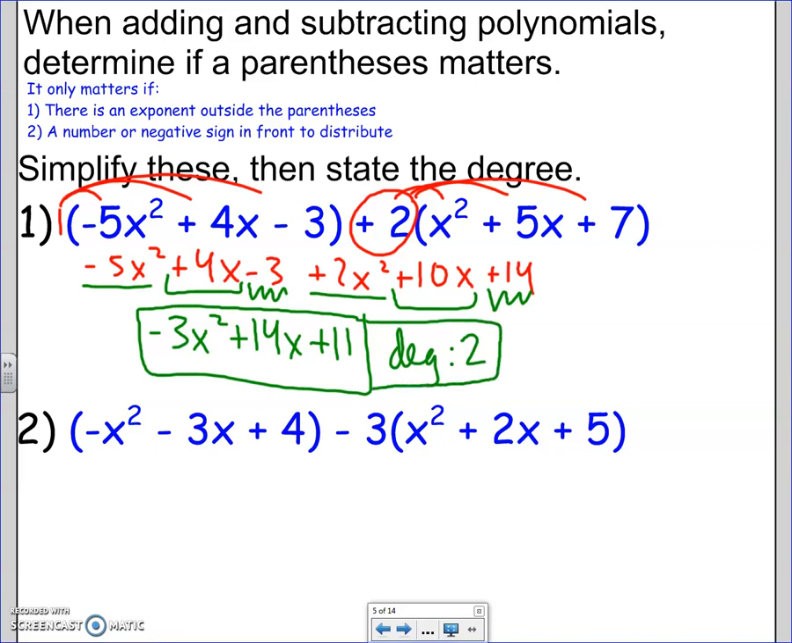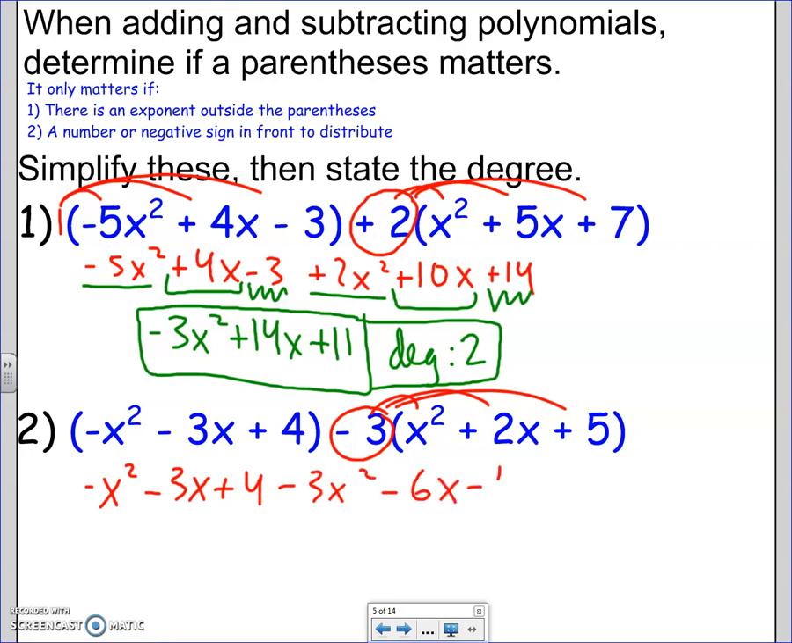Alright, down here, the first parentheses, again, does not matter because there's no number assigned from it. It's just 1. So it stays the same. The inside does not change. The second one, I have to distribute a negative 3. So it's negative 3x squared minus 6x minus 15.